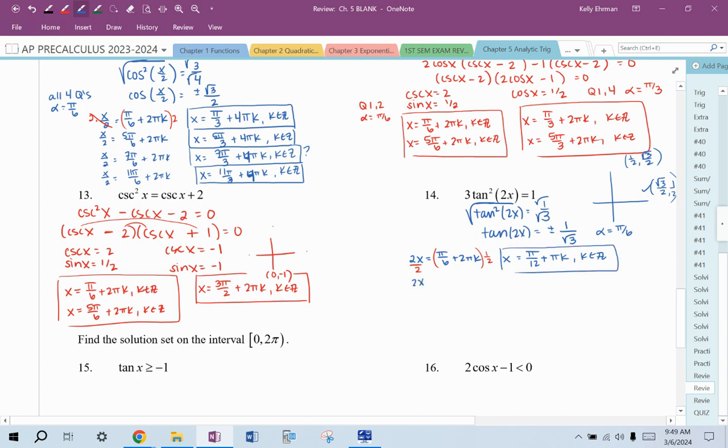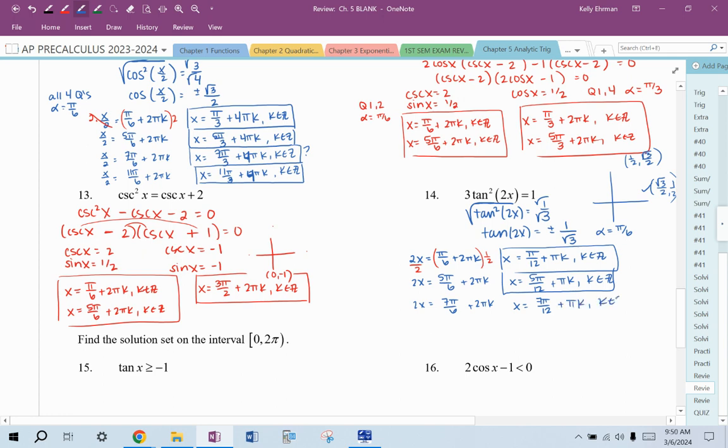And then again, I do this for all four. So 2x is equal to 5 pi over 6 plus 2 pi k. So x is equal to 5 pi over 12 plus pi k. And 2x equals 7 pi over 6 plus 2 pi k. X is equal to 7 pi over 12. Notice that this gets me to, I'm finally into the second quadrant. 7 pi over 12 is just past 1/2 pi.